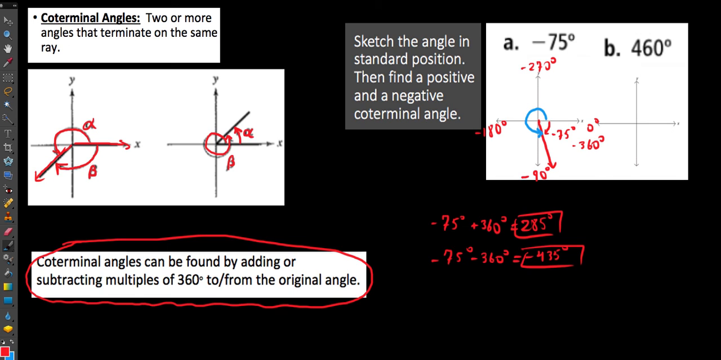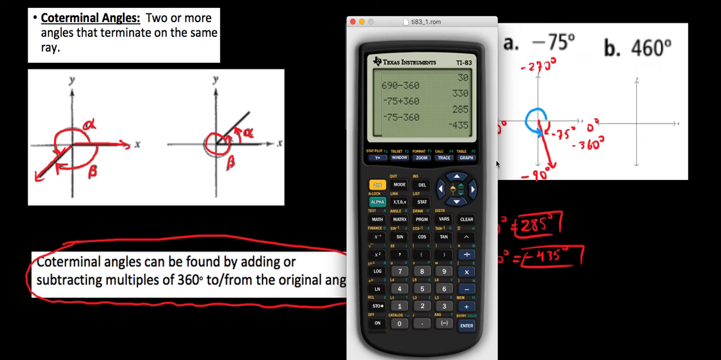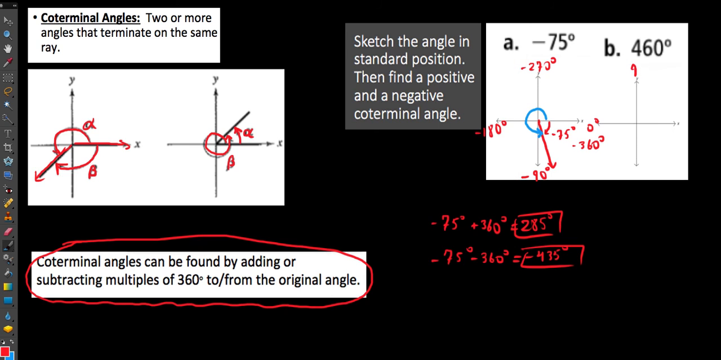Again, with letter B here, 460 degrees, where would this lie? We know this is at least one full rotation in a counterclockwise direction. What if we took our 460 minus 360? It looks like we would end up with 100 degrees left over. So this 460 terminates in the same spot that a 100 degree angle does. Given that this is 90 right here, 100 degrees would stop about 10 degrees past there. To illustrate this, we're going to say 360, a full rotation, plus another 100 right here. This is our 460 degree angle.